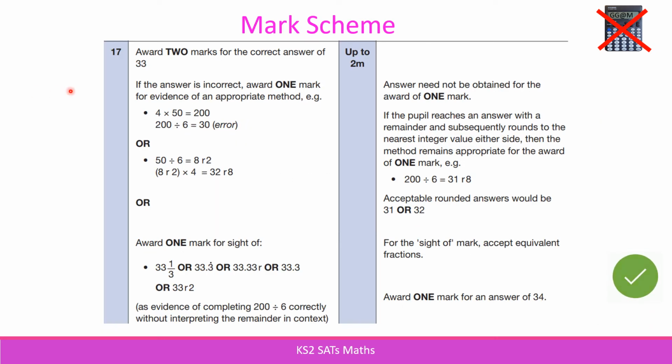The mark scheme on this question shows you get 2 marks for getting the answer of 33. If you did 4 times 50 is 200 and then divided 200 by 6 and got a wrong answer, then you would get 1 mark. Or doing something equivalent with 50 divided by 6, so you could have taken the number of flowers in a box divided by 6 and then worked out you've got 8 remainder 2, then you've got to times that by 4, which gives you 32 remainder 8. Then something like that will give you 1 method mark. Or the sight of saying 33 1/3 or 33.3 recurring, or something like 33 remainder 2, that will give you 1 mark as well.